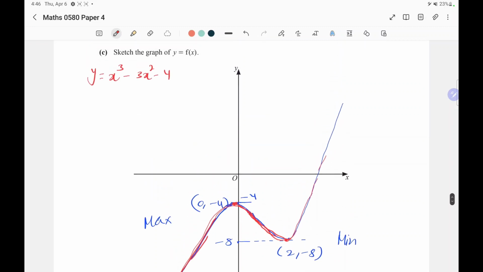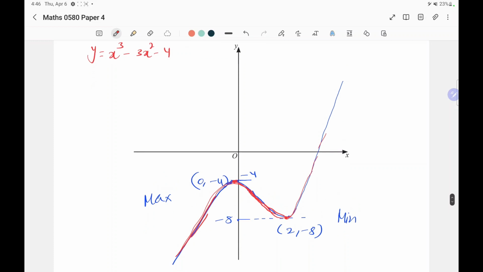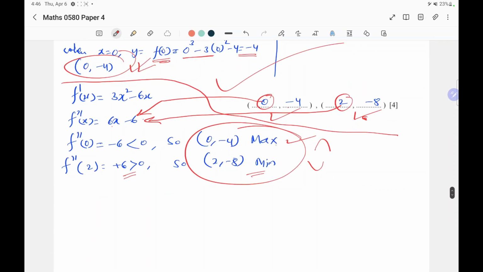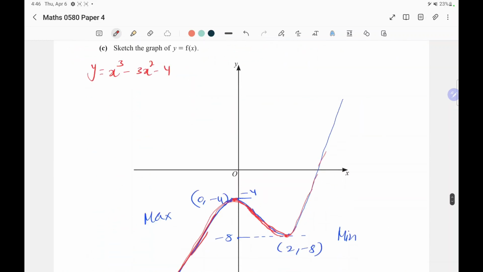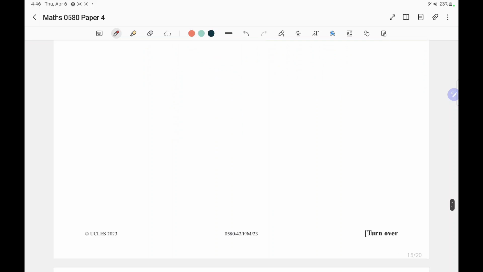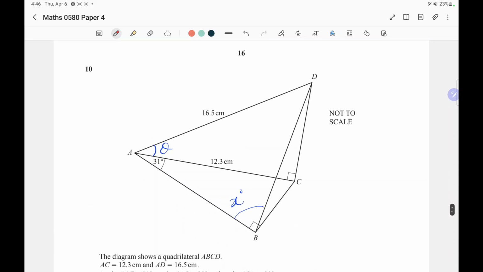So I cannot use lots of calculus over here to draw. So I believe max and min, and for max, you know that this is a downward curve. This downward curve will give you a maximum value, and this upward curve will give you a minimum value. So this information is quite enough for these 2 marks. Okay, so this is question number 10.